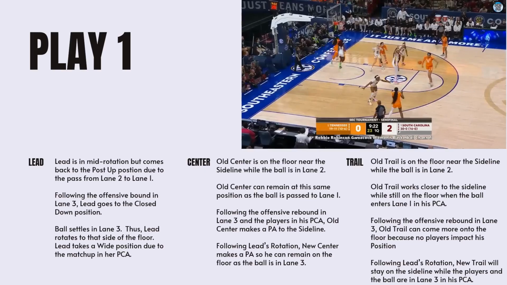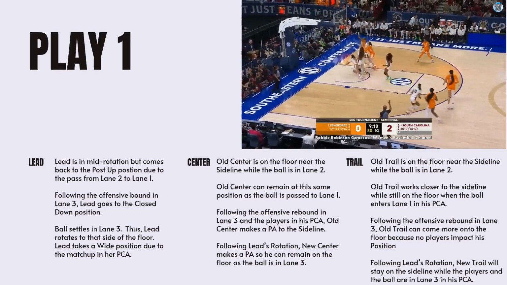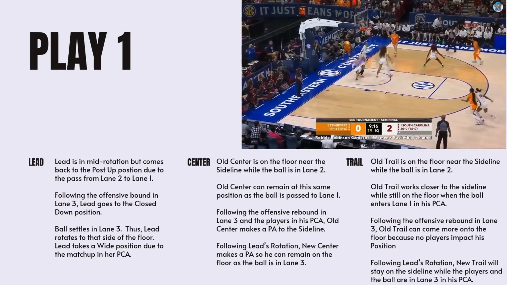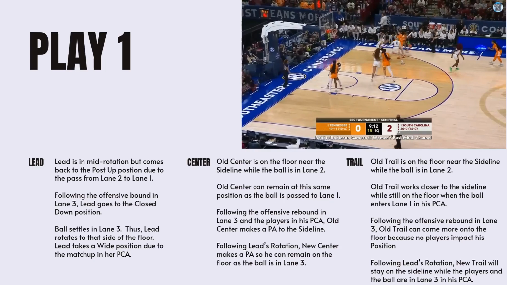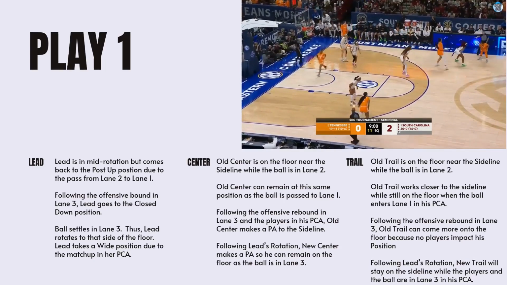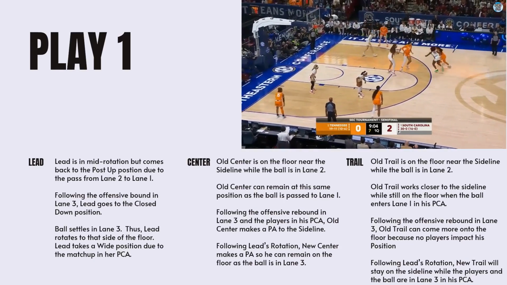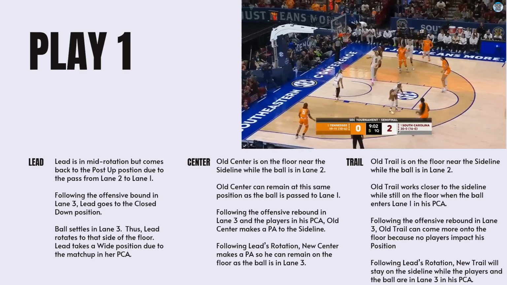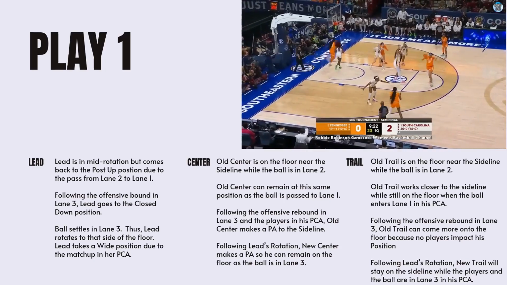Our old trail is on the floor near the sideline while the ball is in lane 2. Old trail will work closer to the sideline while still on the floor when the ball enters lane 1 in his primary coverage area. Following the offensive rebound in lane 3, old trail can now come onto the floor normal because no players impact his position. And following lead's rotation, new trail will stay on the sideline while the players and the ball are in lane 3.